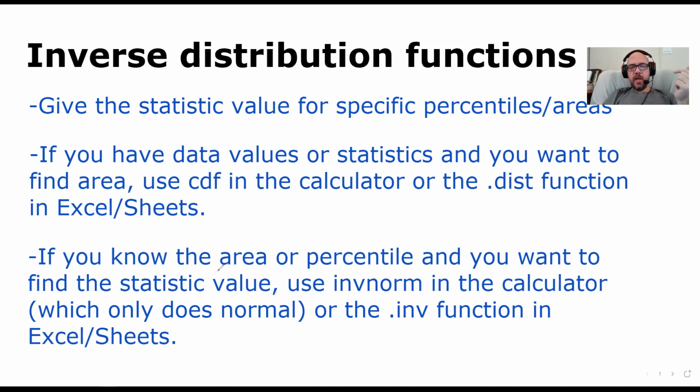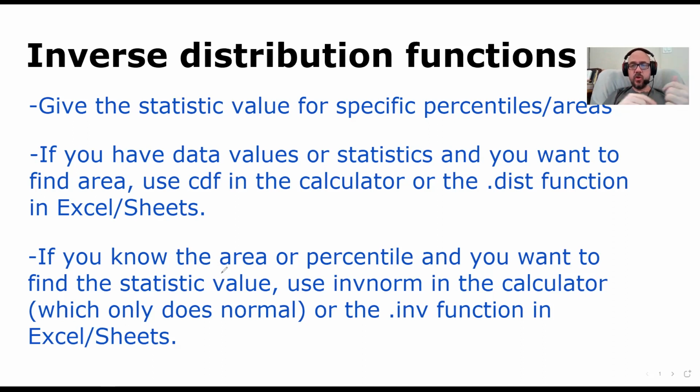On the other hand, if you know what area you're shooting for, or the percentile that you're shooting for, which is really the same thing, I hope you're okay with that. Like if I say the 30th percentile, that's the same thing as saying 30% of the area is to the left of that number. So if I know my area is 0.3 or that I want the 30th percentile, those are the same thing. And I want to find the statistic value that goes with that.